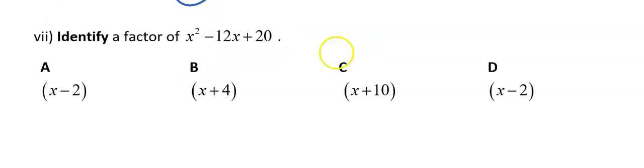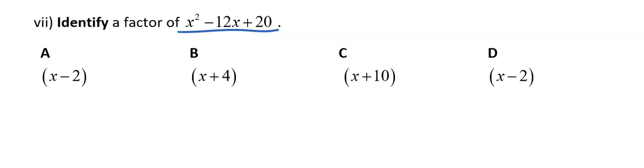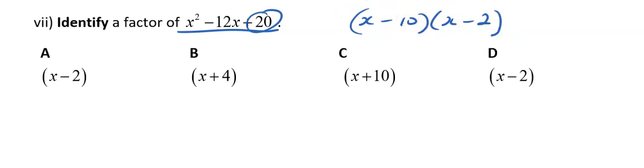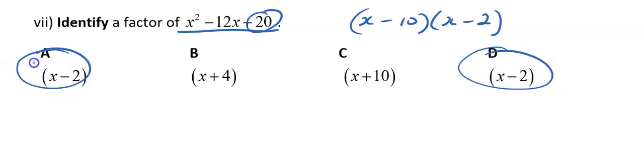And identify a factor of the following quadratic. So two numbers that multiply to give 20, that add to give negative 12, would be negative 10, negative 2. So which one of those do we have? It's the x minus 2, which happens twice.